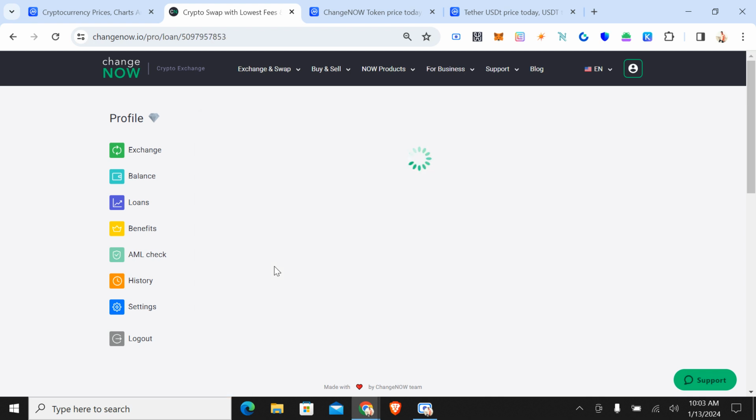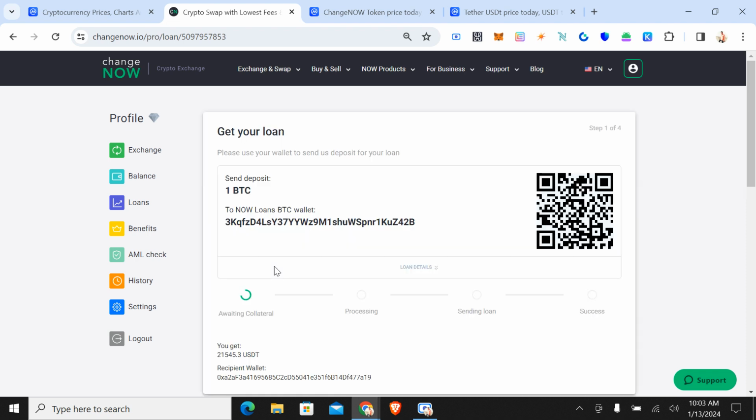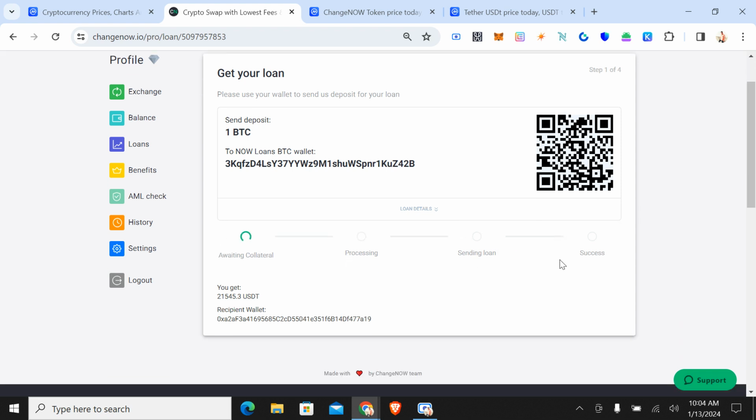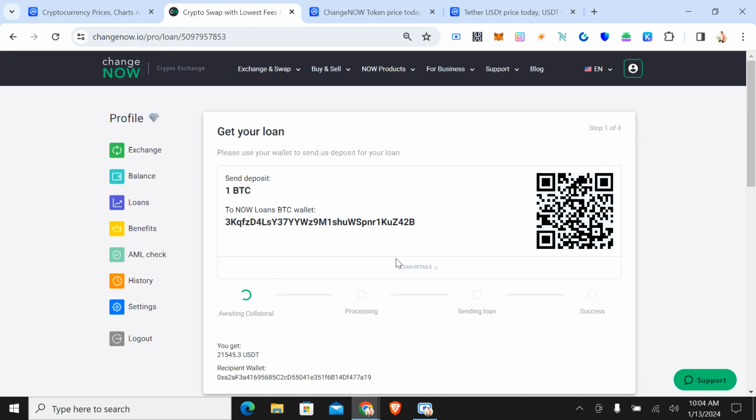they will give us the address where you have to send one BTC. This is the address where you will be sending one BTC, and they will wait for the collateral to arrive. Once that is done, it usually takes around 5 to 10 minutes for you to get the USDT or any other token that you would like to have. Once it's successful, it will show as success, and after 10 minutes or so, you will be getting USDT in your Trust Wallet, or maybe you can use the centralized exchange address also.